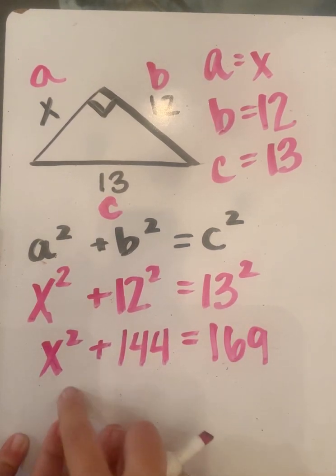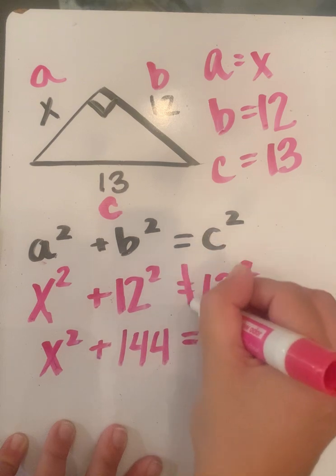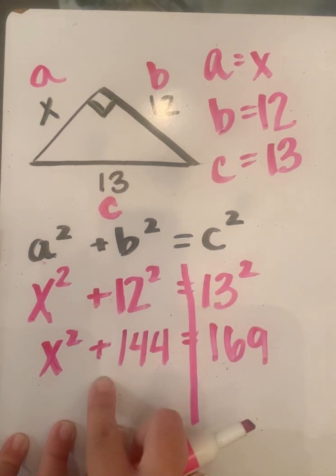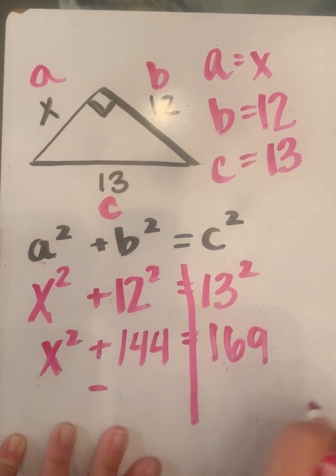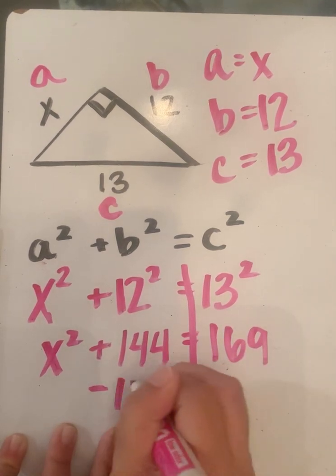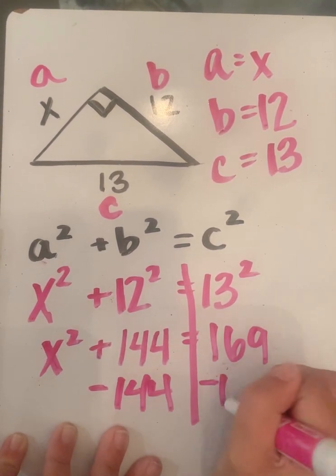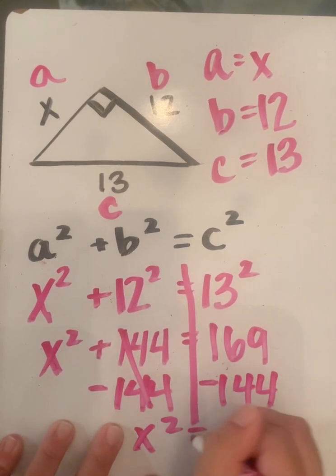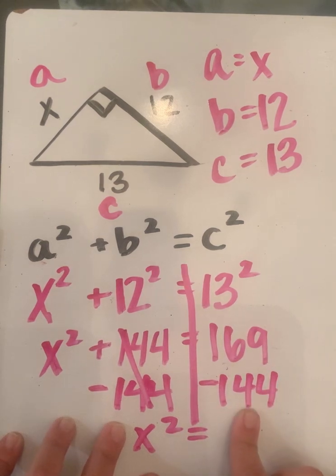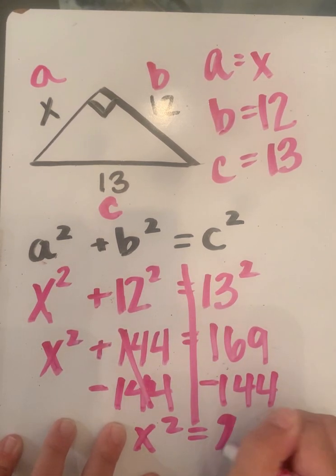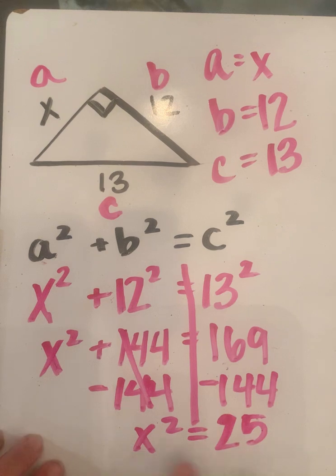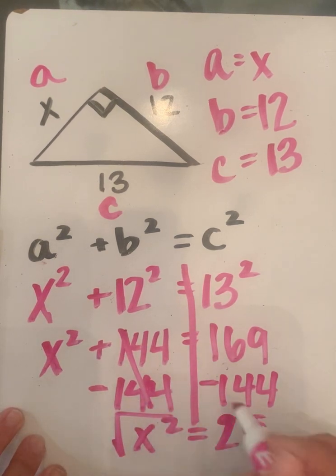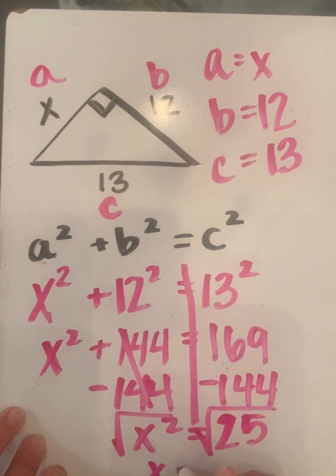So from here, I'm still trying to get X by itself. So I'm going to start by subtracting because we have addition, and the inverse of addition is subtraction. So I'm going to subtract 144 from both sides. Bring down X squared. 169 subtract 144 is 25. And again, just the square root. X is 5. And that is it for the Pythagorean theorem.